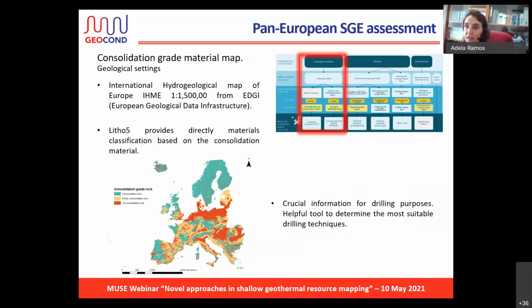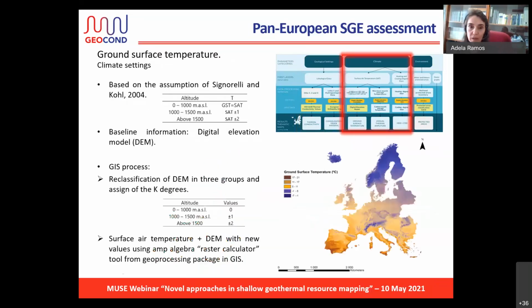And we think that despite the simplicity of the elaboration of this map, it is considered crucial information, as for instance, it helps to determine the most suitable drilling technique at a European scale. Regarding the climate settings mapping, we consider the ground surface temperature, the annual thermal amplitude, and the heating plus cooling maps. This is the ground surface temperature.